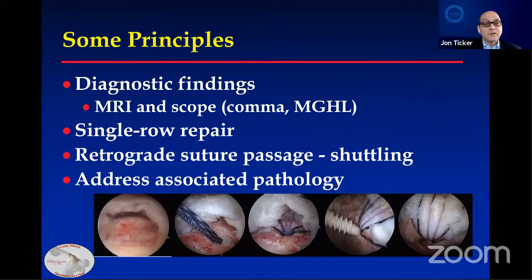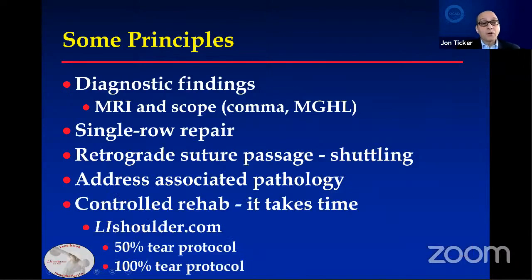Once you're done, you want to address any associated pathology. This is a supraspinatus into the infraspinatus, about a medium-sized tear, a medial anchor. The sutures have been passed in the same fashion, brought to a lateral anchor for a completed repair. And then the controlled rehabilitation. These do take time. I'll tell patients, 4 to 6 months. If it's a 100% full thickness complete tear, definitely at least 6 months. And my protocols are available, as I noted.